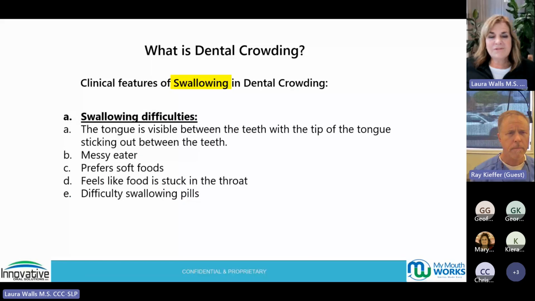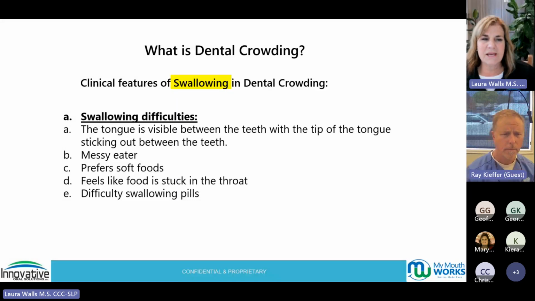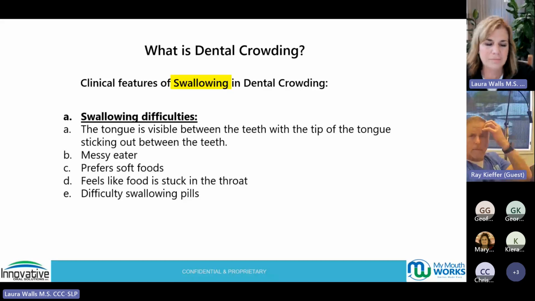time. Swallowing difficulties with dental crowding would be noticing the tongue when they're swallowing, that their tongue's sticking out between the teeth. They're messy eaters. They like soft foods better. And with soft foods, ask your patients, what's your favorite lunch? And people might say, oh, I have soup, or they eat pouches or soft fruits.